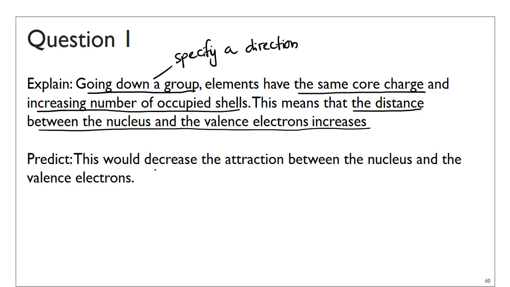And then we have the prediction: decrease of the attraction between the nucleus and valence electrons. If you ever run out of time in an assessment, it is a good idea to at least make a prediction. Hopefully you have some time to think about your prediction at least.